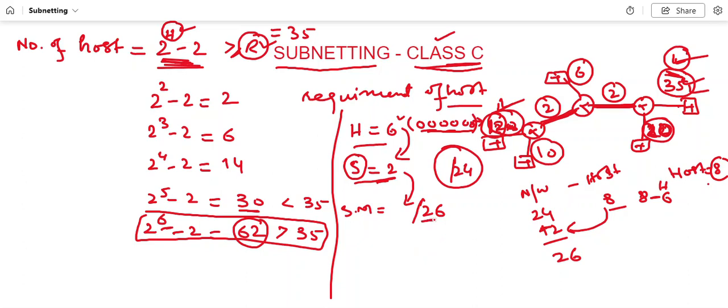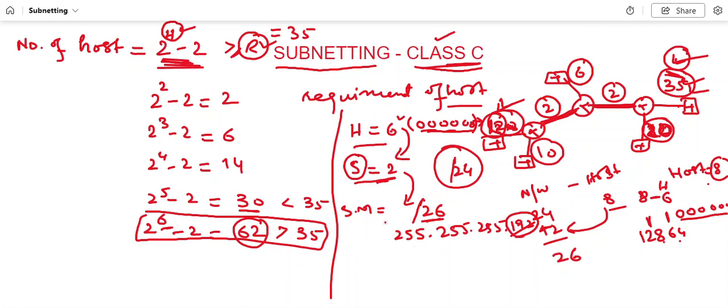Now we got the subnet mask in prefix or CIDR notation. In DDN, or dotted decimal notation, it will be 255 for the first 8 bits, 255 for 16, 255 for 24, and 2 bits here. We know that 128 is the first bit and 64 is the second bit, and the other 6 bits are zeros. So we add these two numbers: 128 plus 64 is 192.